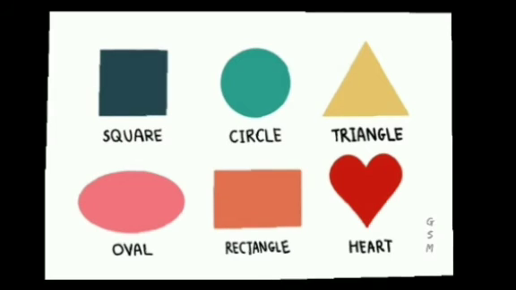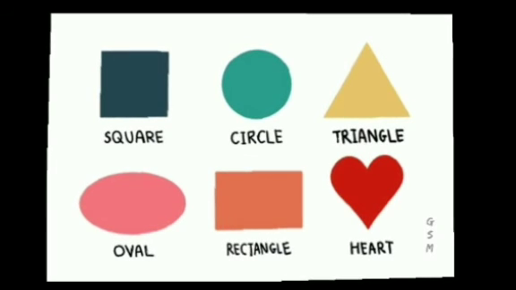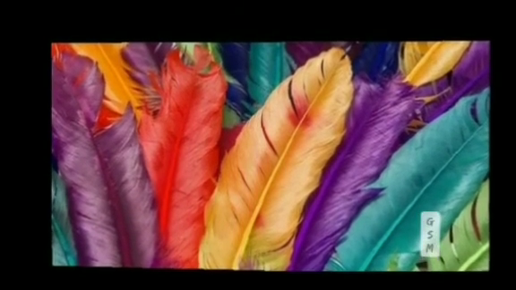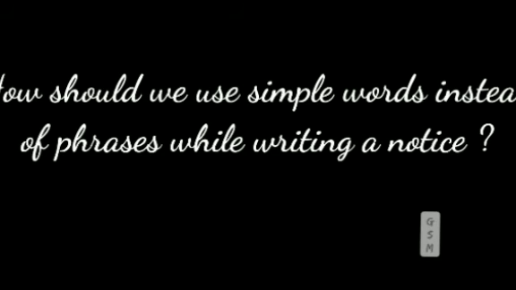For example, while writing the time for an event in the notice, we should just write 5 pm instead of 5 pm in the evening. To describe the shape or color of a lost object, just write round or black, and not round in shape and black in color. The use of adverbs like very, really, extremely is also not required, as it does not add to the meaning of a sentence. Why should we use simple words instead of phrases while writing a notice?